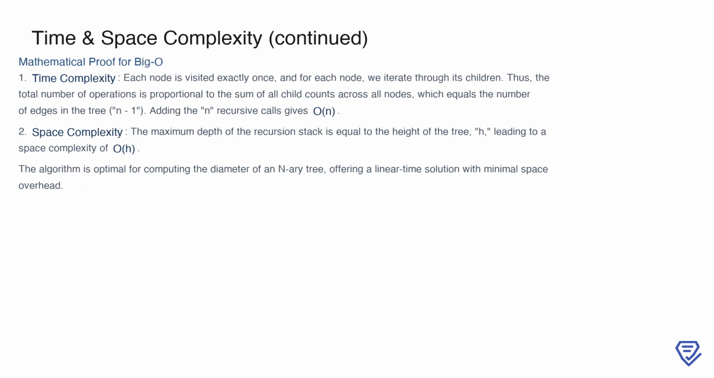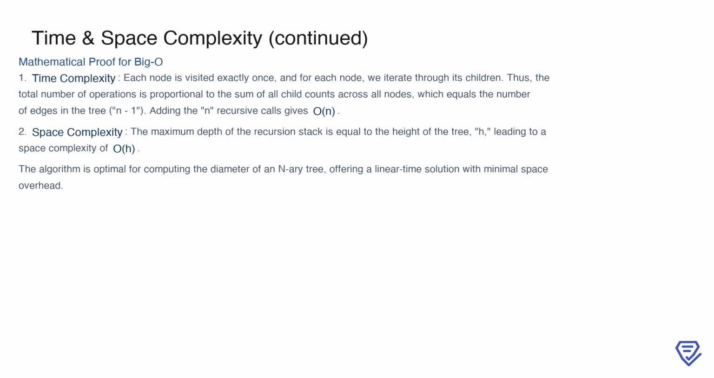Finally, let's validate the algorithm's efficiency with a mathematical proof of its big O complexity. For the time complexity, each node is visited exactly once during the traversal, and for each node, its children are iterated over. The total number of operations corresponds to the sum of the child counts across all nodes, which equals the total number of edges in the tree, or N-1. Adding the n recursive calls to this gives a time complexity of O(n).